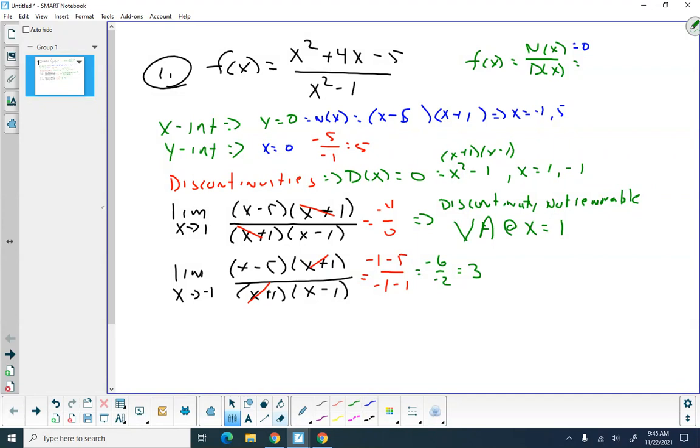If we're able to remove the discontinuity, what do we get there? Open dot. We have an open dot at my discontinuity, -1, and our limit as we approach that discontinuity.